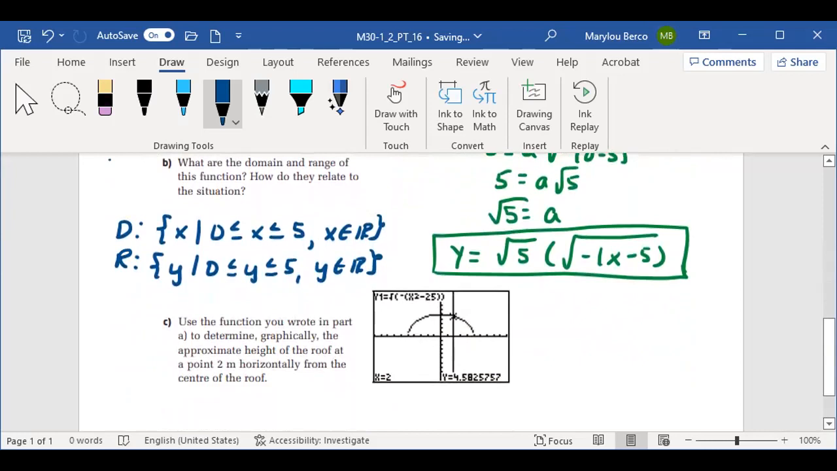Use the function you wrote in part A to determine graphically the height of the roof at a point 2 meters horizontally from the center of the roof. Well, all you have to do is graph it and set x equal to 2 and find the point of intersection. It'll show you what the y value is when x is set to be 2, and it will be 4.58 meters. Whoops, 4.58.